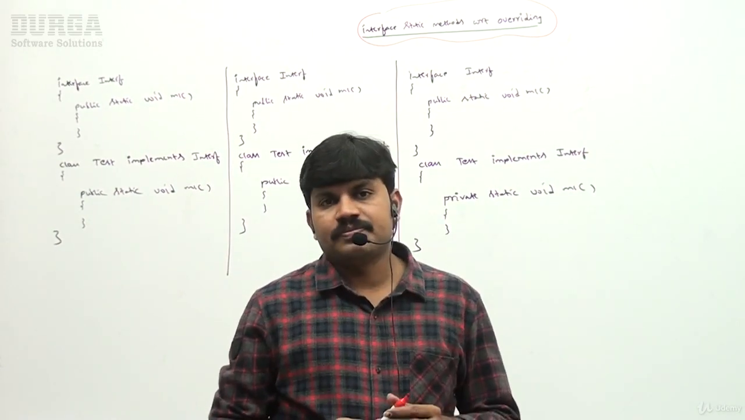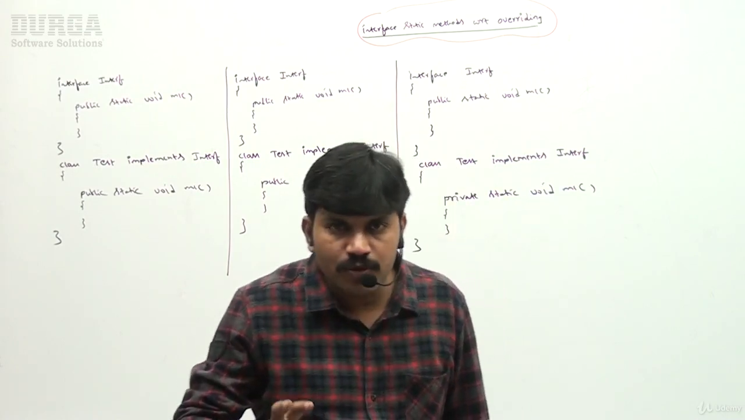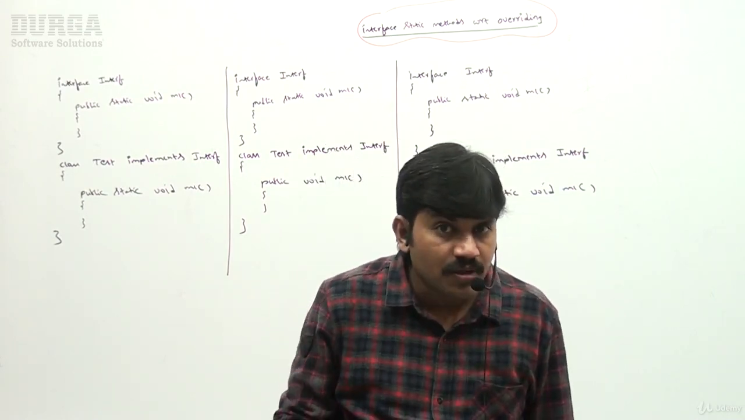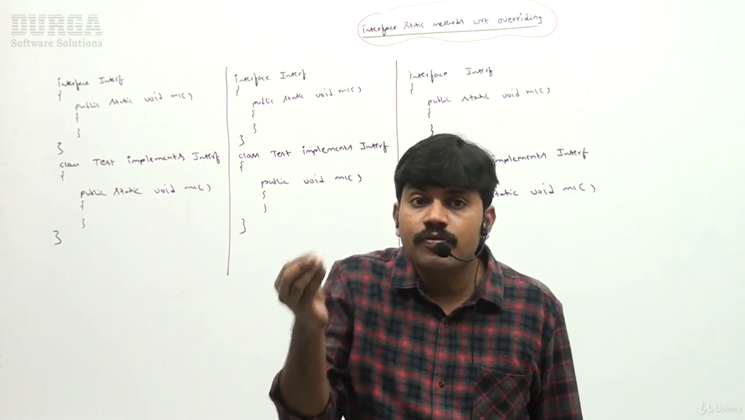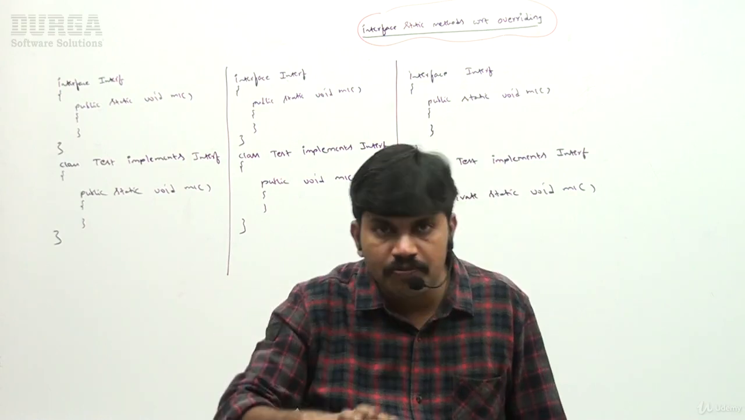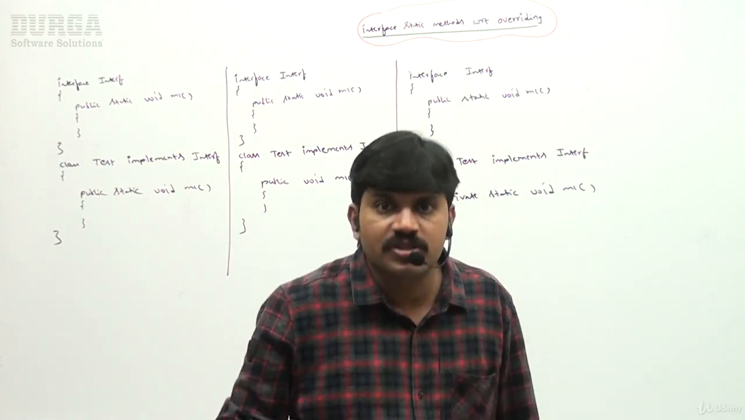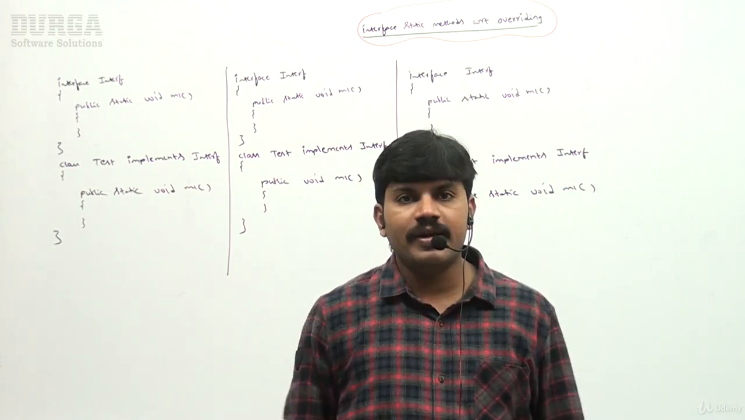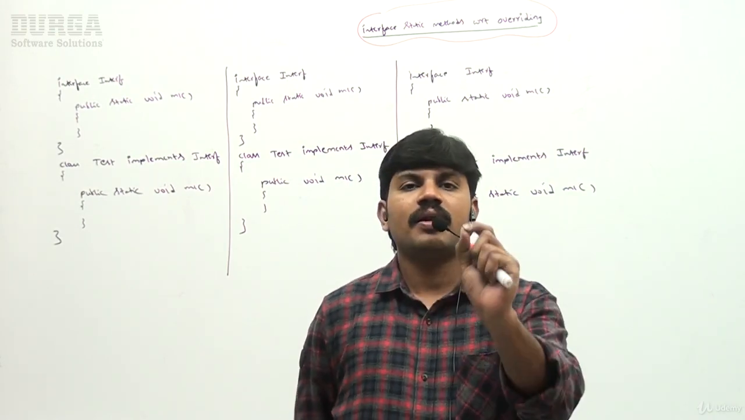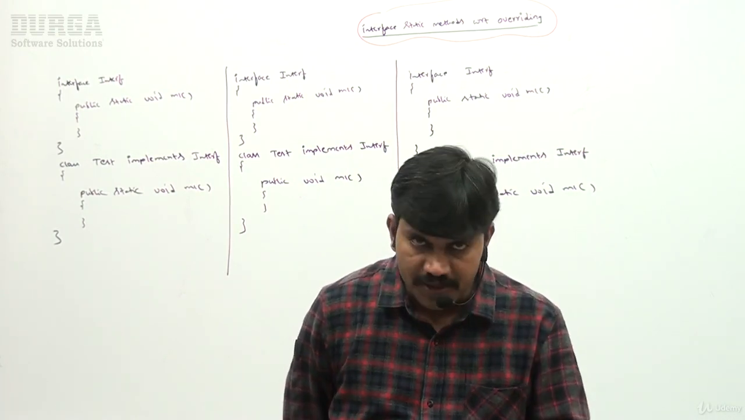Point number 1. Are interface static methods by default available to the implementation class or not? Not available. Are you getting it? If the interface static methods are by default not available to the implementation class, just as parent class methods not available to the child class, where is the question of overriding? That's why the overriding concept is not applicable for interface static methods.